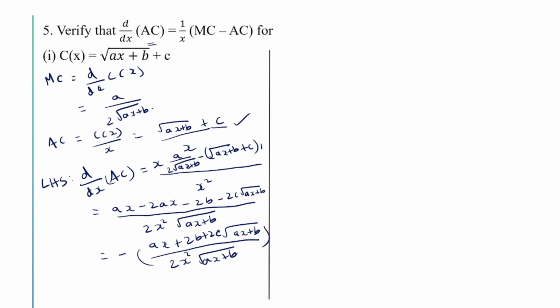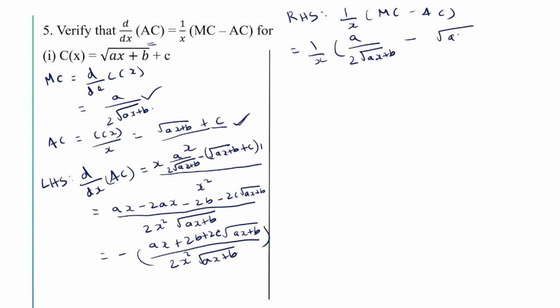Now let us take the right hand side. The right hand side is 1 by x into marginal cost minus average cost. So it is equal to 1 by x into marginal cost is this, a by 2 into root of ax plus b, minus average cost is this, root of ax plus b plus c divided by x.